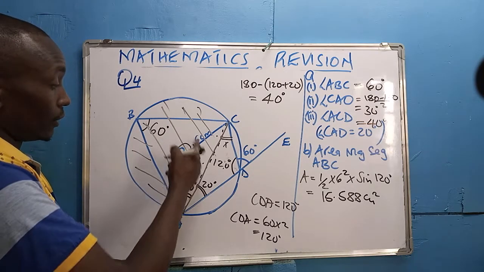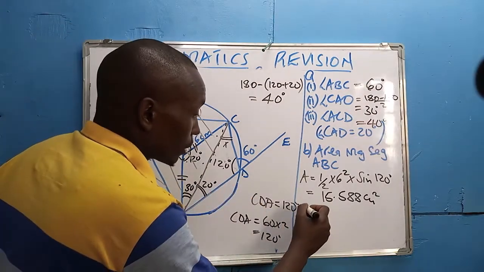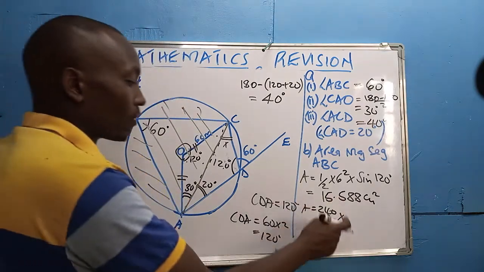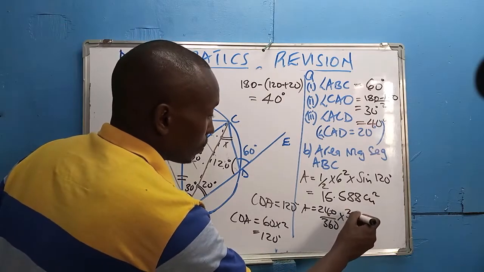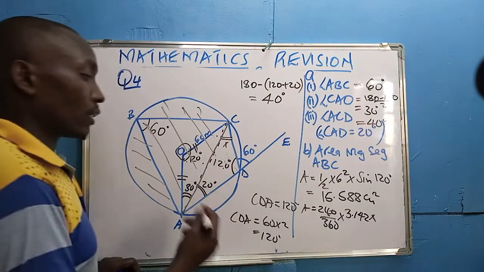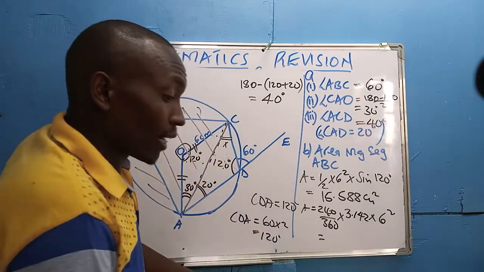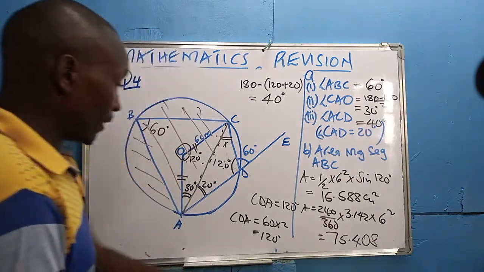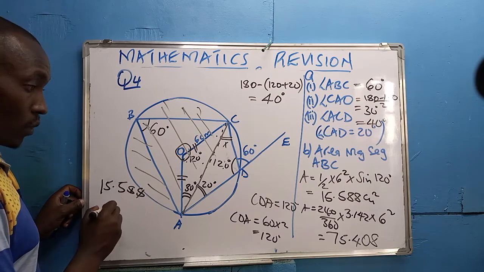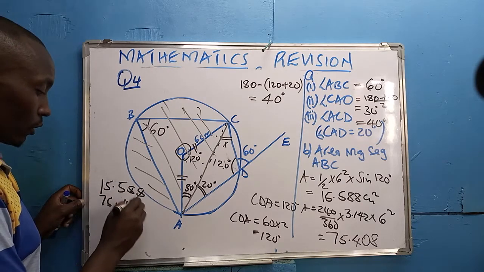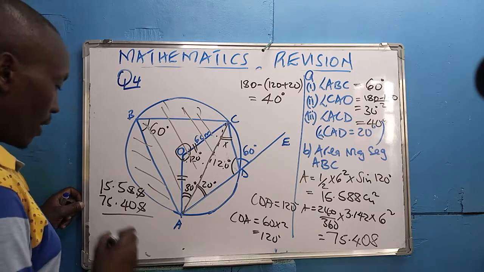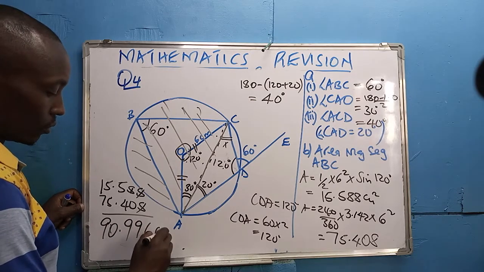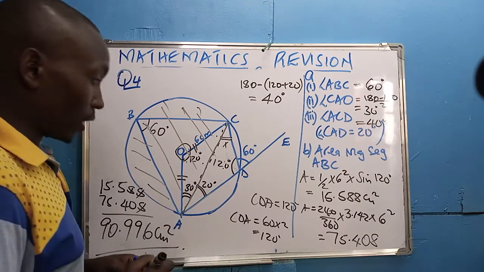Then I work out the area of the sector. So it will be 360 subtract 120. You get 240. So the area there will be 240 over 360 times pi times radius squared, that is theta over 360 times pi r squared. Working out that with the calculator gets 75.408. Now it's a matter of adding the two. 15.588, you add 75.408. And if I add that, I'll get 90.996 centimeters squared. And that one, you're able to get the other 4 marks there.